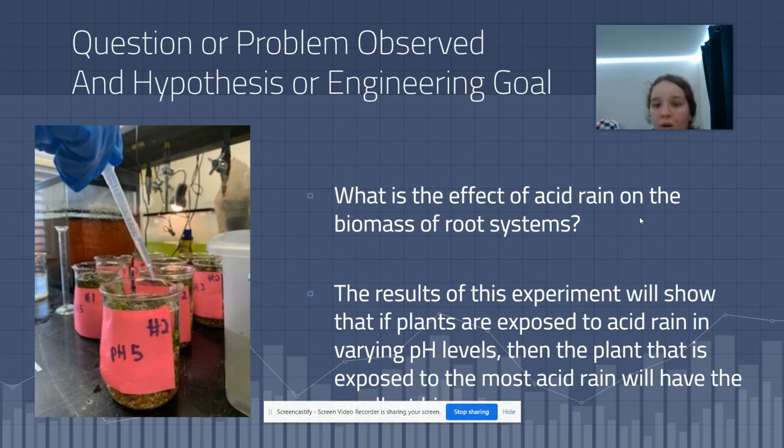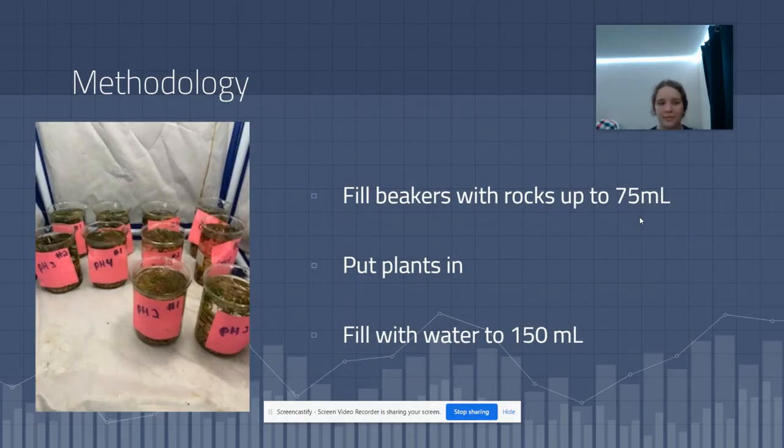My question is, what is the effect of acid rain on the biomass root systems? My hypothesis is that the results of this experiment will show that if plants are exposed to acid rain in varying pH levels, then the plant that is exposed to the most acid rain will have the smallest biomass.